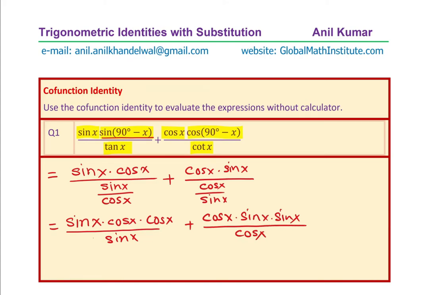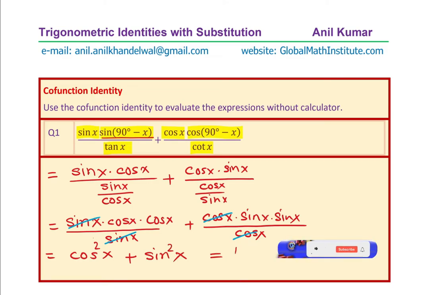Clearly you can see that sin x and sin x cancel in the first term, cos and cos in the second. And what are we left with? We are left with cos square x plus sin square x. Clear? And that is indeed equal to 1 using the Pythagorean identity. So this is an application of Pythagorean identity and cofunction identity.